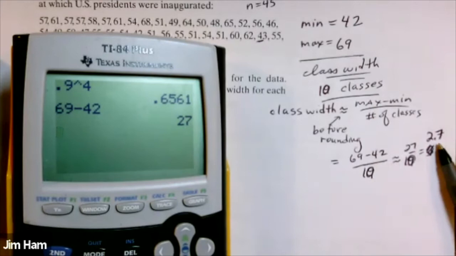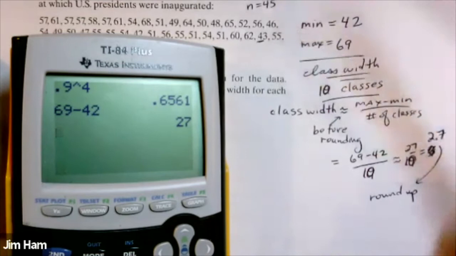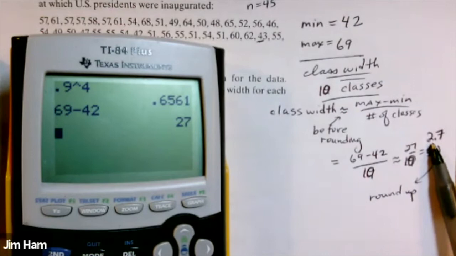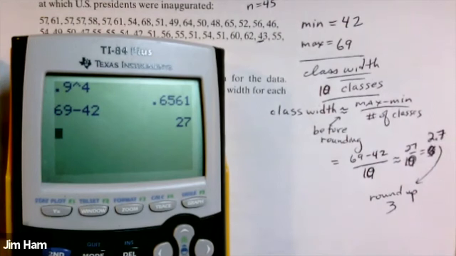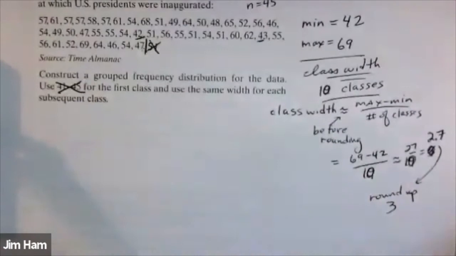Now this number, we're always going to round up. And we're going to round up to the place value of our data values. And all of these data values are whole numbers. So we're going to round up to the nearest whole number. And the whole number there is 2. And we round up. We have 2 and some change. So we're going to round up to 3. We would round up to 3 even if this was 2.1 or 2.0. We're not rounding mathematically here. We're rounding up. Okay, so now we know the class width is 3.